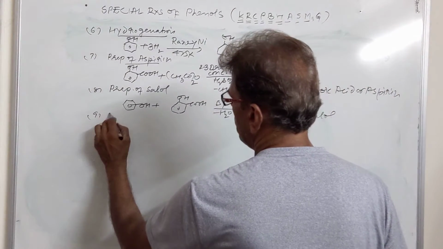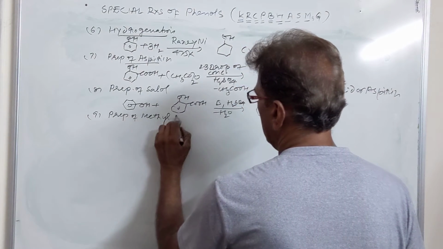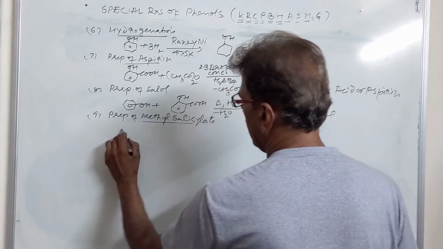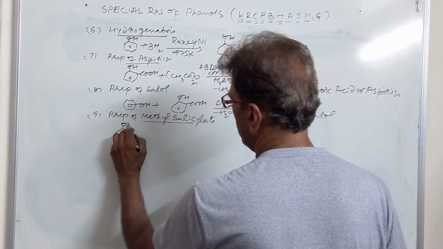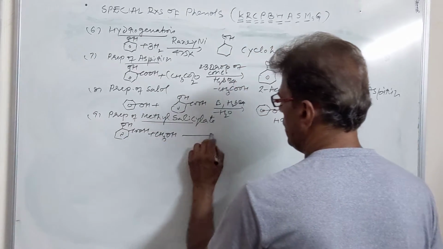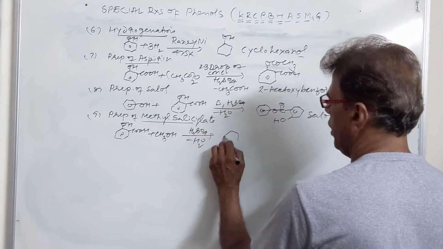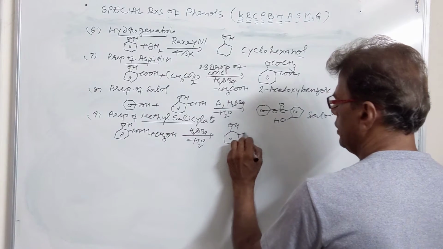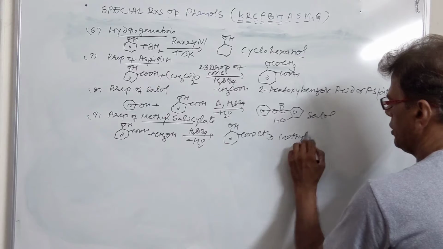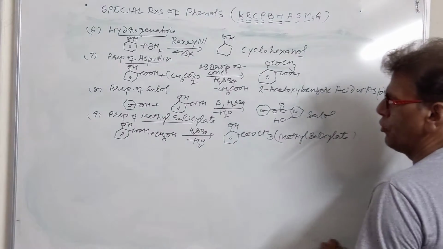Then we have the preparation of methyl salicylate. It is added to cosmetics for good fragrance. We have salicylic acid. It is treated with methyl alcohol. In the presence of H2SO4, with water also formed, the product is OH, COOCH3. This is called methyl salicylate. It is added to cosmetics.